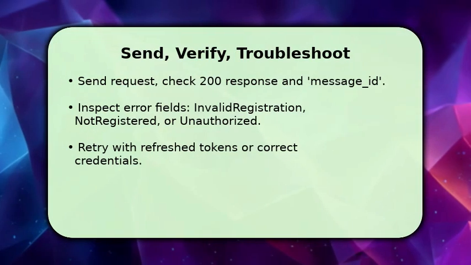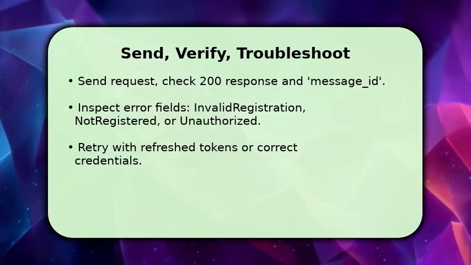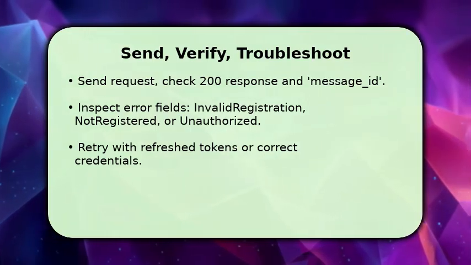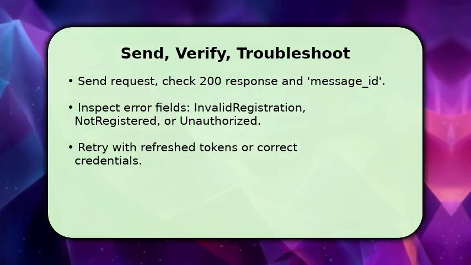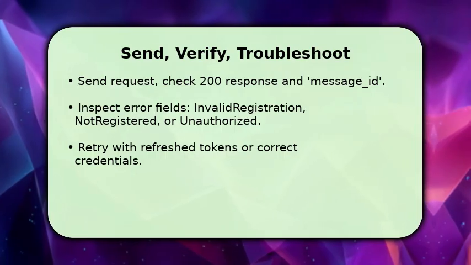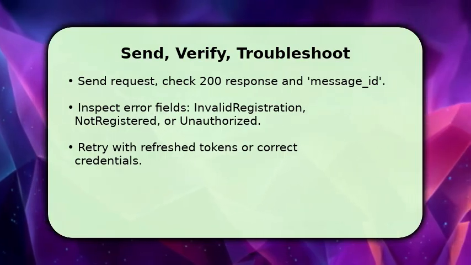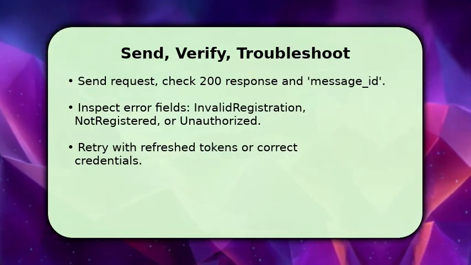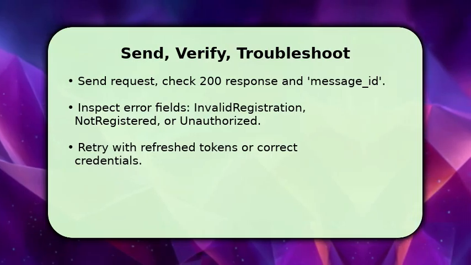Now you send the request and watch the response. A 200 OK with a message ID means delivery is queued. Errors show reasons to act on. If you see Unauthorized, replace the key or use OAuth v1 with a service account. InvalidRegistration or NotRegistered means the target token is stale. Remove or refresh it in your app.